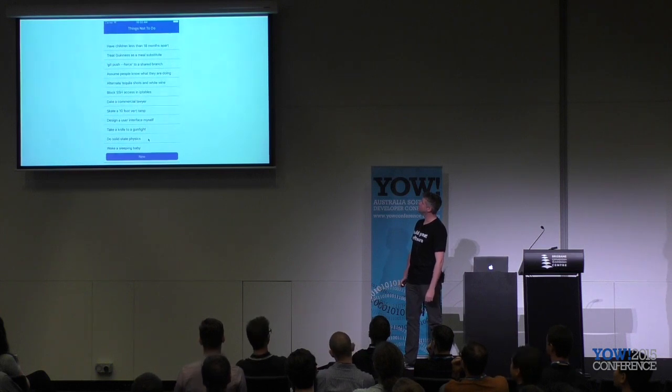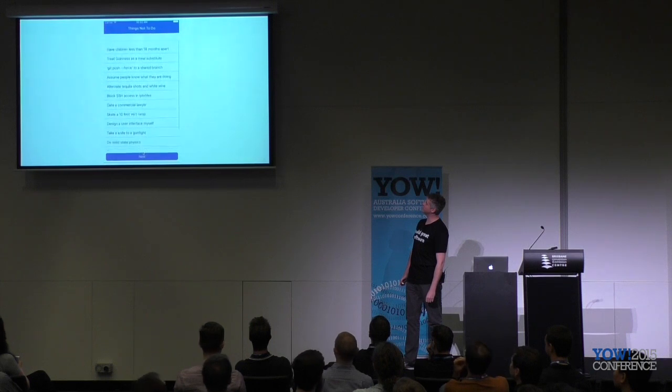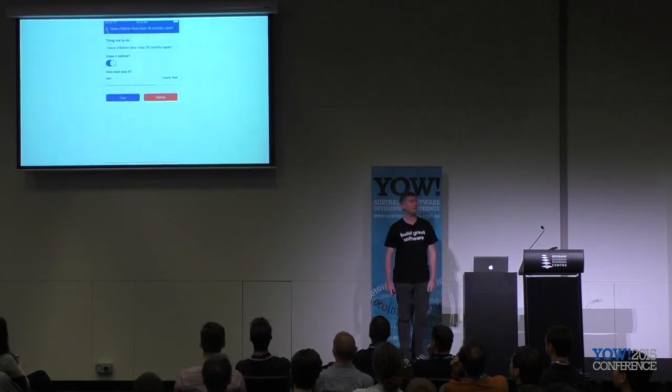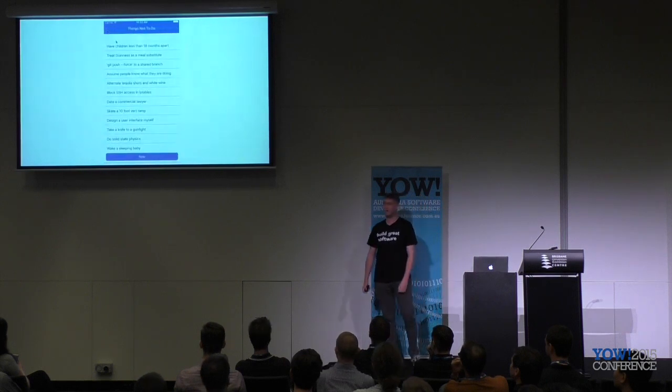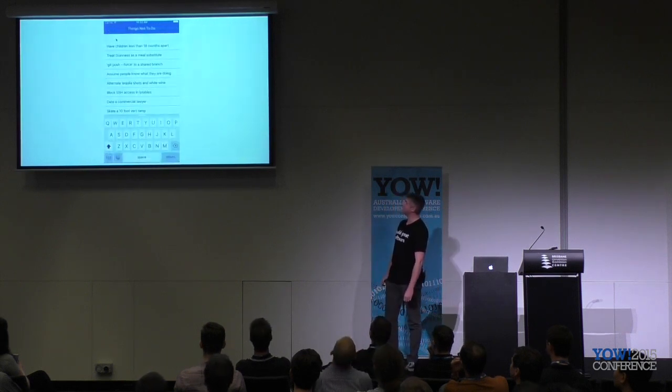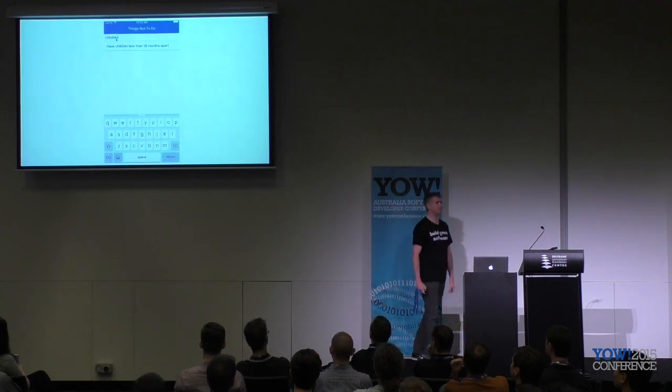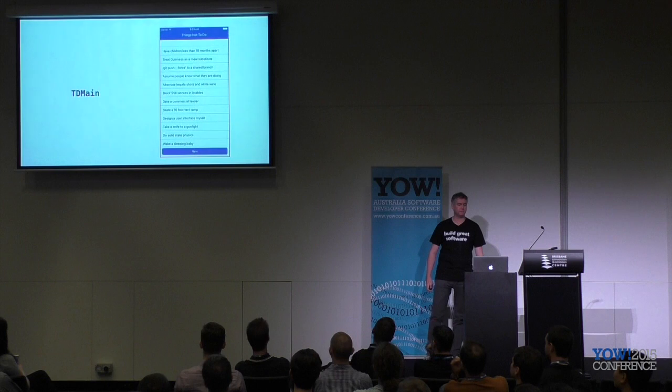Here we go. So it's got a list of items, just like any other. This is all native. Top of the list, not to do: have children less than 18 months apart. I've done that before. It was terrible. I highly recommend against it. And I'm going to make it so that I can filter this list down just here at the top. So how might we go about implementing something like this with React Native?